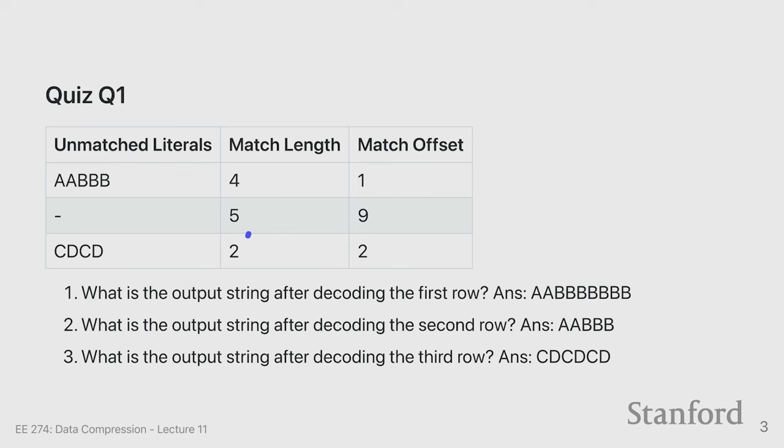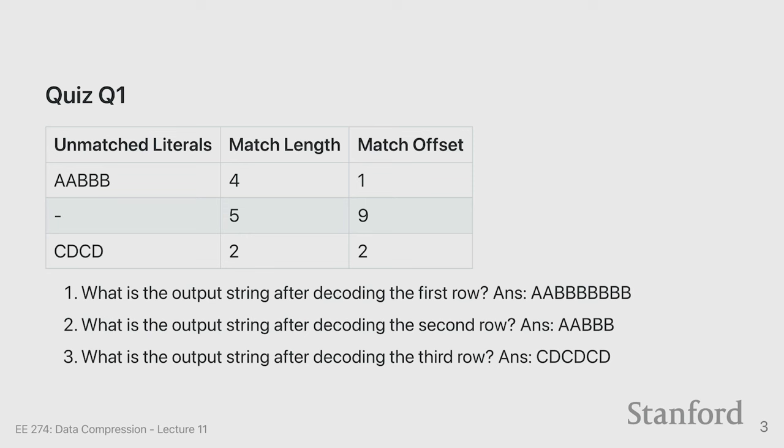Similarly, for the second one, you have match offset 9, so you can work it out. That basically gets you here at the beginning of the whole string. And then you have match length 5, so the extra symbols which you send out are AA triple B. And finally, the output string after decoding the third row is just match length 2 and match offset 2. So you just go back 2 here and add 2 more CDs, right? So this is just a direct application of what we learned in the last class, decoding.